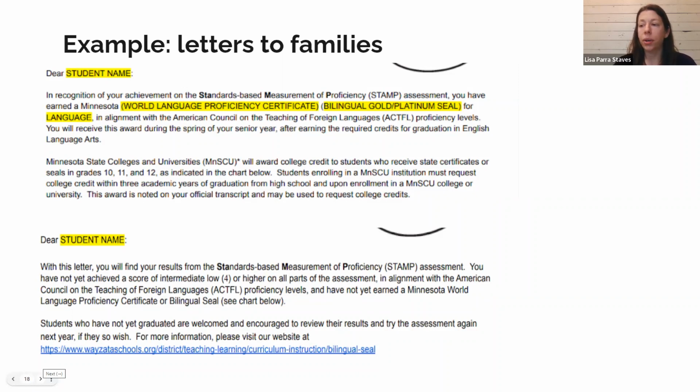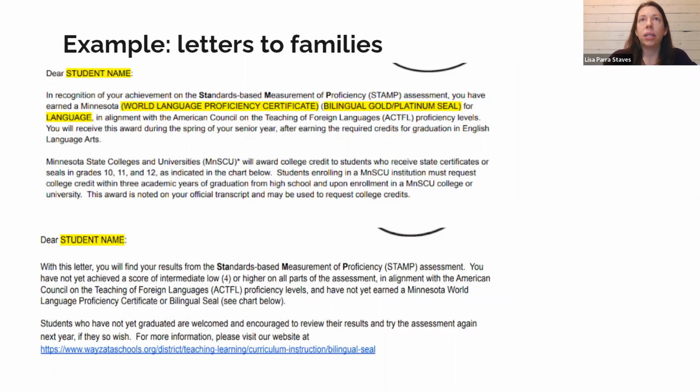They would also receive their certificate when they graduate. So they might be getting information mailed to their house at different times: their results after they take the test, and then their certificate upon graduation. And depending on how many students are testing, you could email this information home as well.